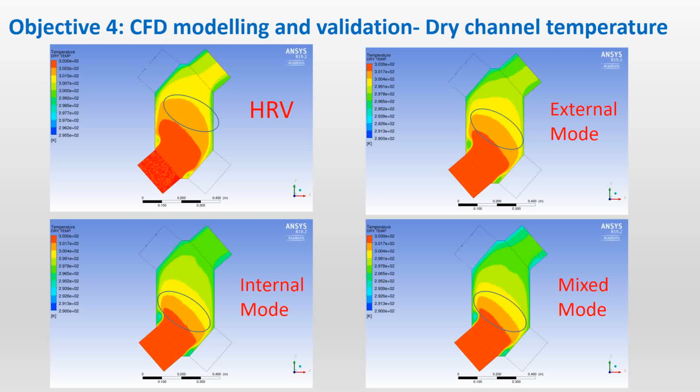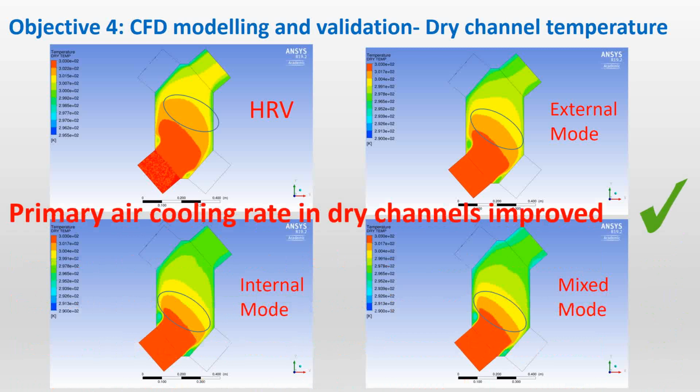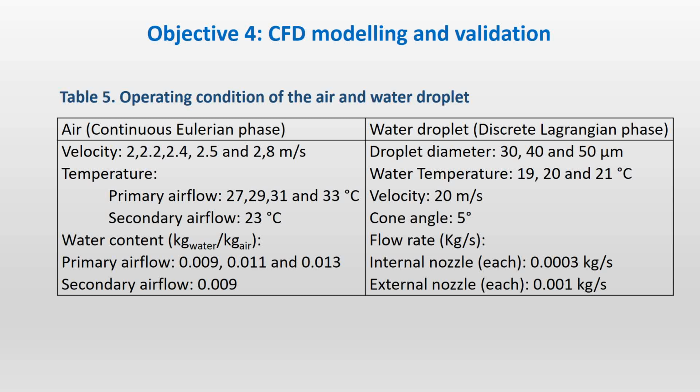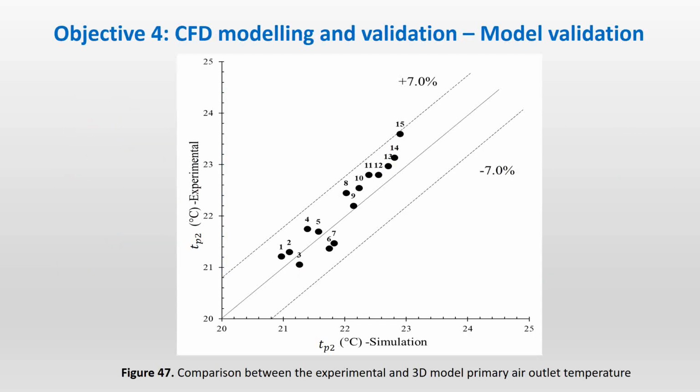So the concept of the primary air cooling rate in the dry channel has been improved. I ran simulations by changing the parameters for the air and the water droplet parameters, and I got some results. First, I have to compare the experimental and simulation outputs for the primary air supply temperature. I can see that the precision is within this range. I said it would be within 7%, but actually it's within only 3.5%.